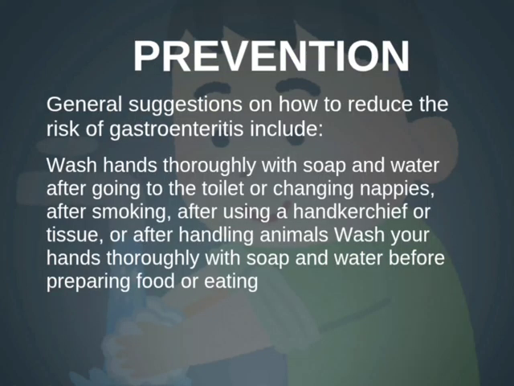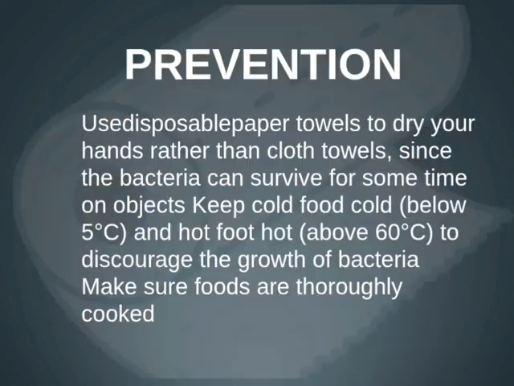Prevention. To reduce the risk, wash hands thoroughly after using the toilet, handling animals, or changing nappies. Wash hands before eating or cooking. Use paper towels instead of cloth towels. Keep food at the right temperature: cold food below 5 degrees Celsius and hot food above 60 degrees Celsius.